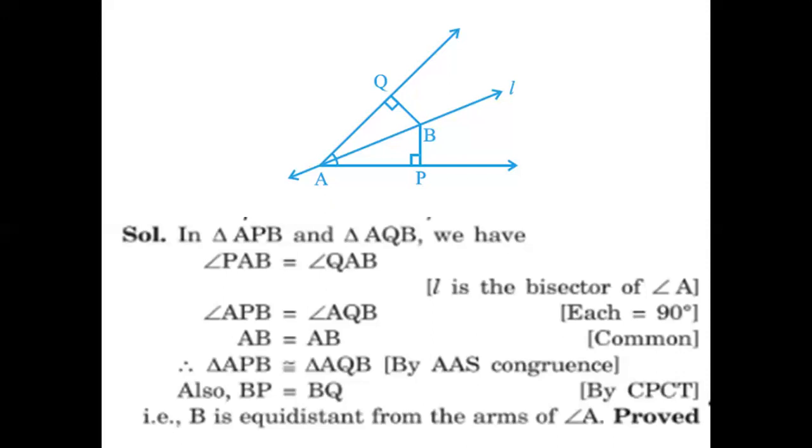Now, what is the second part that we're supposed to prove? That BP is equal to BQ. That can be easily obtained from the previous step, wherein we have already proved that APB is congruent to AQB. If that's the case, then the corresponding parts are equal. So, hence we can conclude that BP of triangle APB will be equal to BQ of triangle AQB by CPCT, which also means that B is equidistant from the arms of angle A. I hope the solution to this question is pretty clear to everyone. Let us quickly get into the next question.